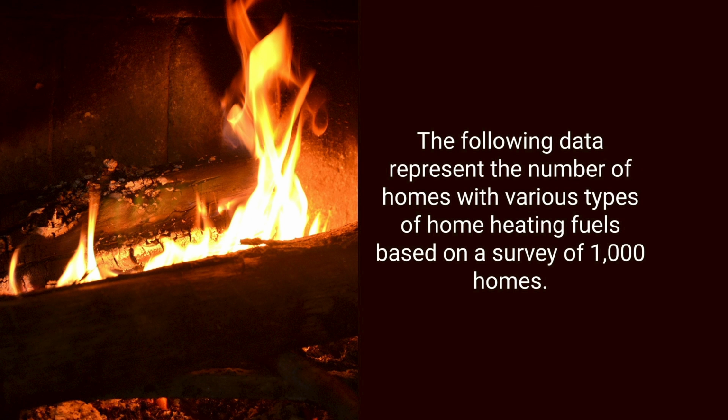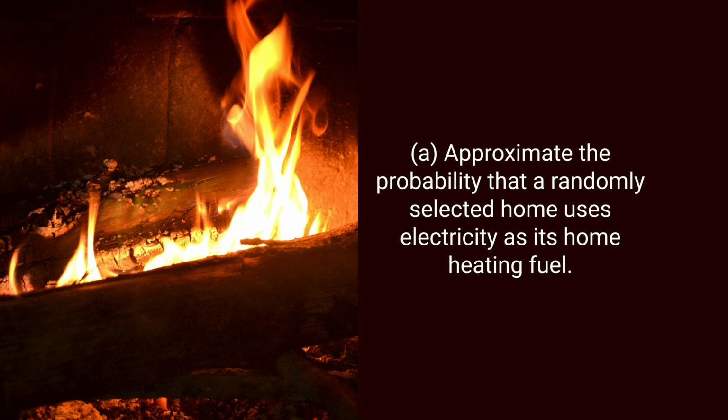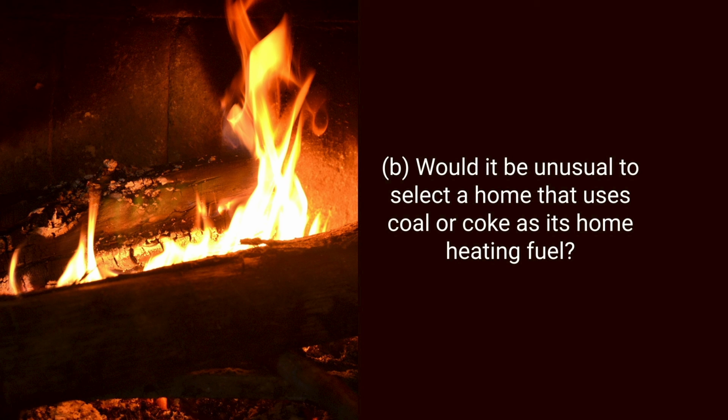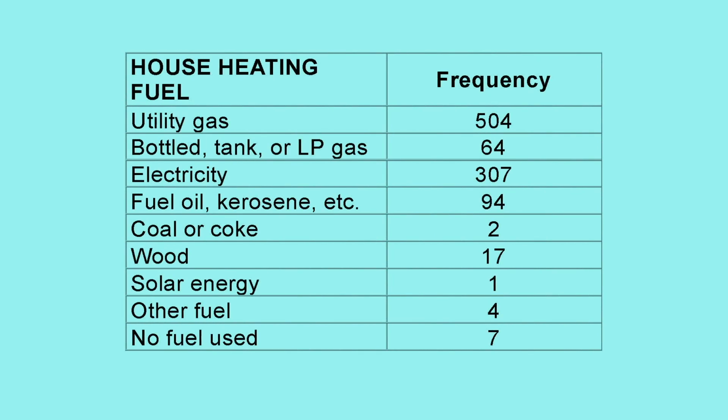The following data represent the number of homes with various types of home heating fuels based on a survey of 1000 homes. Approximate the probability that a randomly selected home uses electricity as its home heating fuel, and would it be unusual to select a home that uses coal or coke as its home heating fuel. When we plot this in a tabulated format, the house heating fuels are utility gas, bottled tank, electricity, fuel oil, wood, solar energy, other fuel, and no fuel used. The frequency is 504 for utility gas, 64 for bottled, 307 for electricity, 94 for fuel oil, and 1 for solar energy, and so on for other fuel.